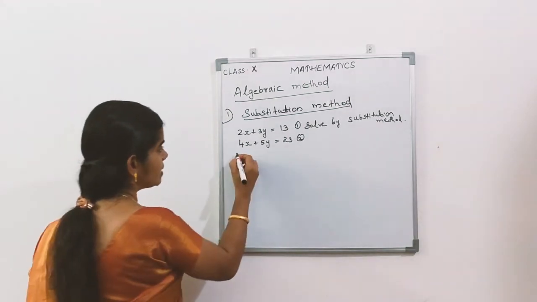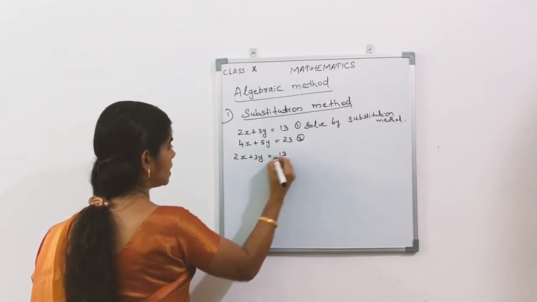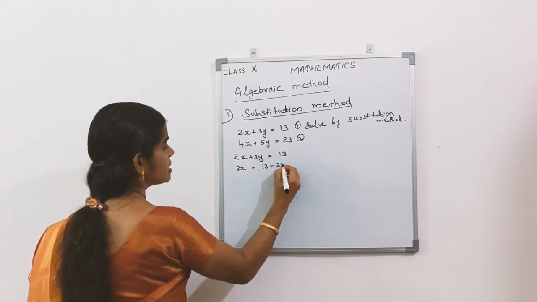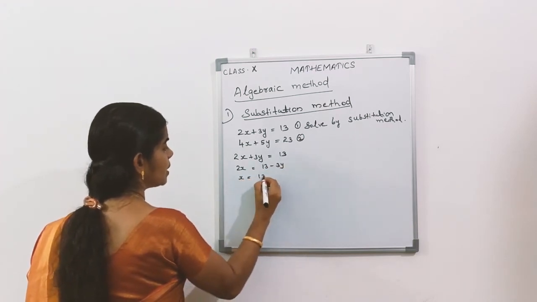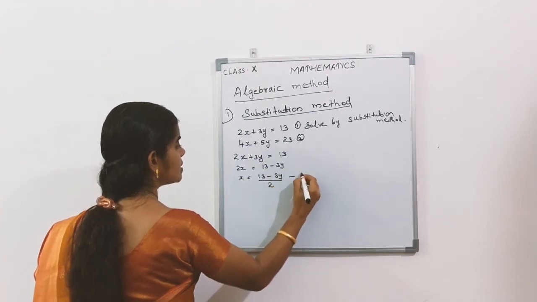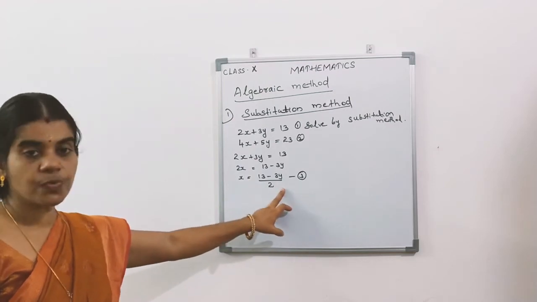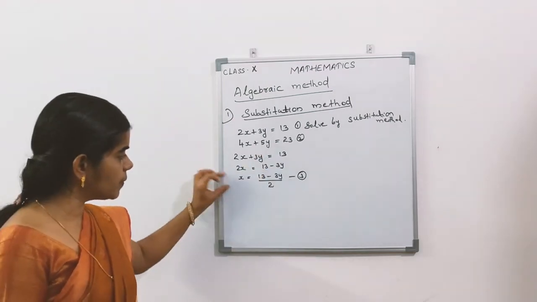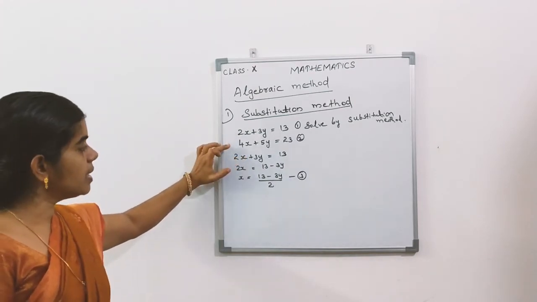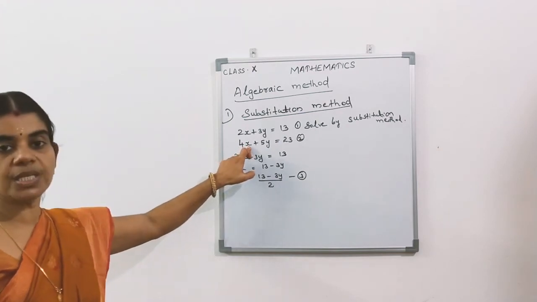The first one is 2x plus 3y is equal to 13. Then I am keeping 2x here, then 13 minus 3y. X is equal to 13 minus 3y by 2. That I am giving as equation number 3. Now you got x in terms of y. Next for finding this we used equation number 1. And next I am substituting this x value in equation number 2.